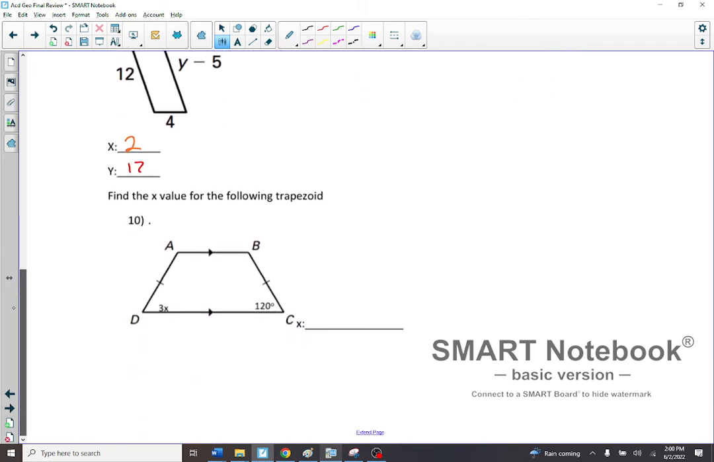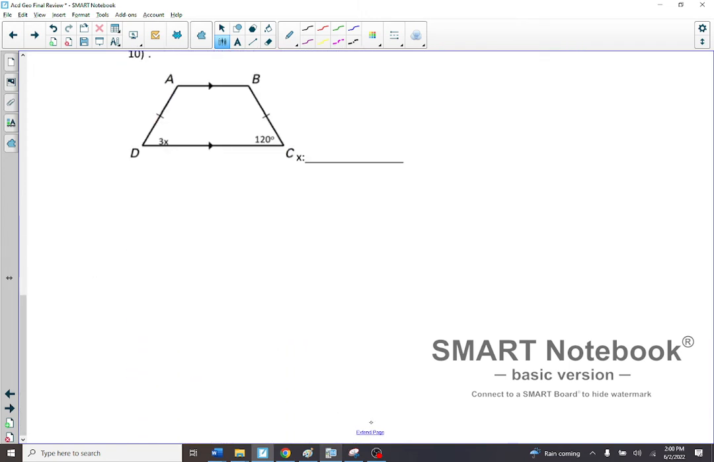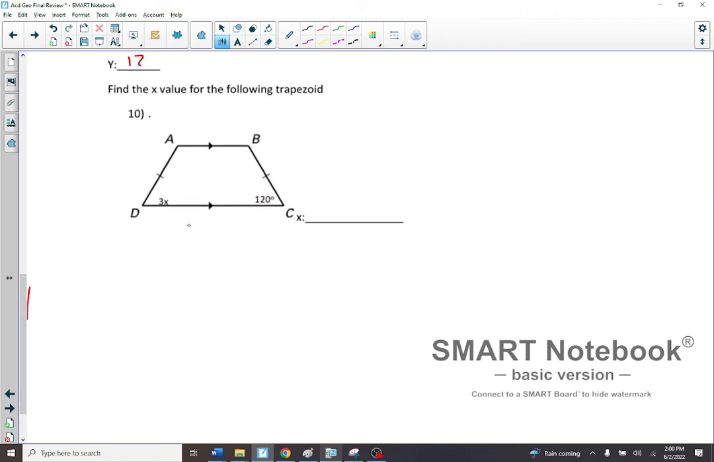All right. For number 10, though, that's a trapezoid. The trick with the trapezoid is kind of the reverse rules. The adjacents are equal to each other, while the across, or let me do this in a different color. 60 divided by 20. So this one is going to be 3x equals 120, divided by 3 on both sides. X equals 40.